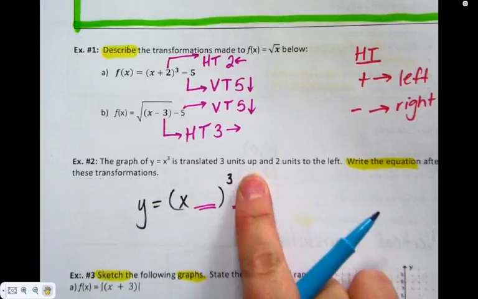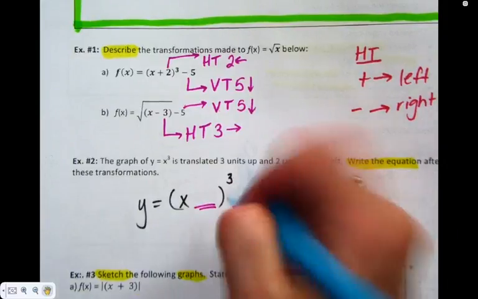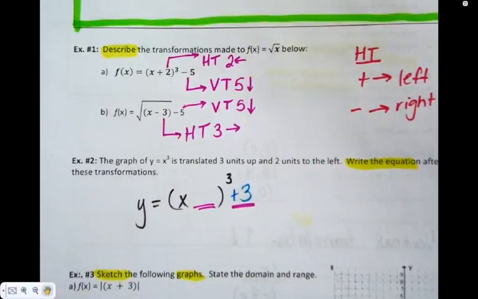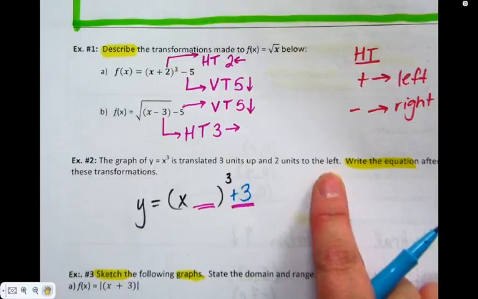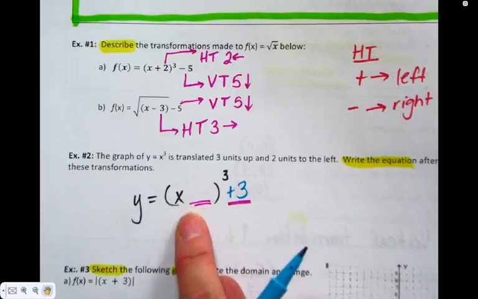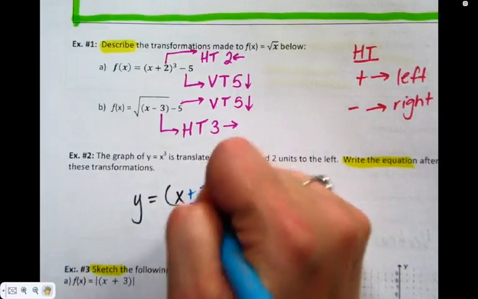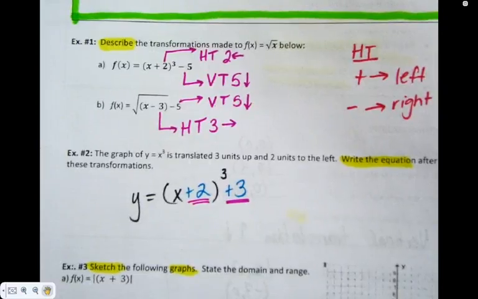If it's 3 up, what direction is up? It's vertical. So does that number go inside brackets or outside brackets? Outside. If it's going up, is it a +3 or a -3? If it's going to the left, is that horizontal or vertical? Horizontal. Is that inside brackets or outside brackets? Inside brackets. If it's to the left, the value is +2. That's what the question is asking. Write the equation after transformations. It's (x + 2) cubed + 3.